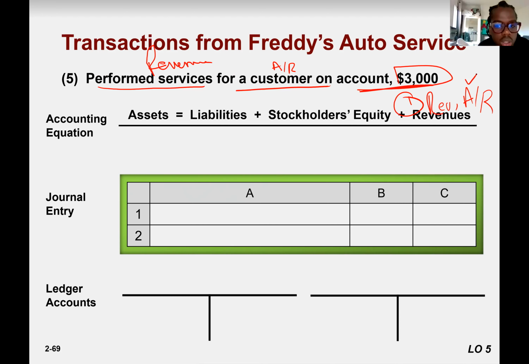Understand? Second, revenue increases by 3,000. Yes. Account receivable increases. Yes. Debit, credit. Revenue increase means credit, account receivable increase means debit. And how do you pronounce the entry?